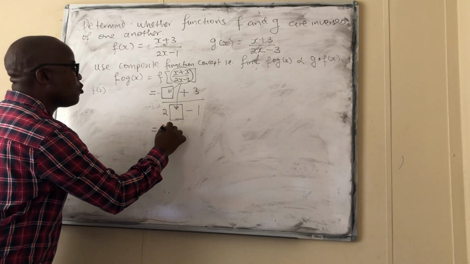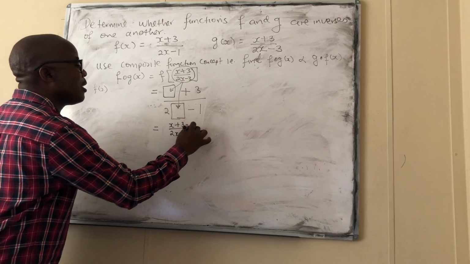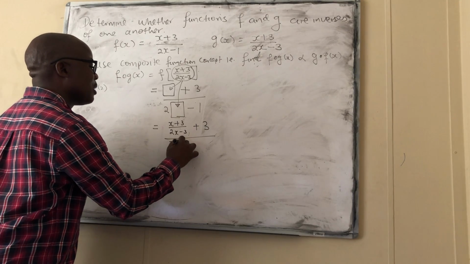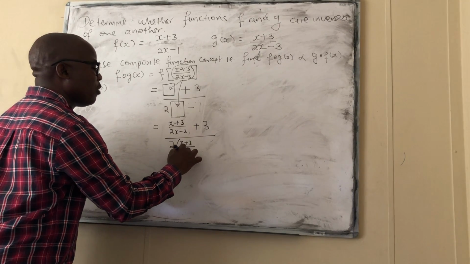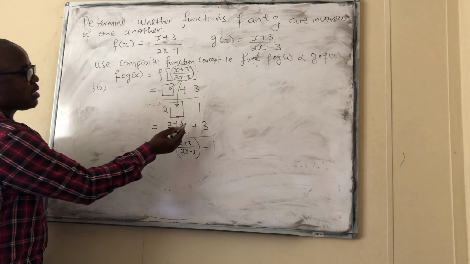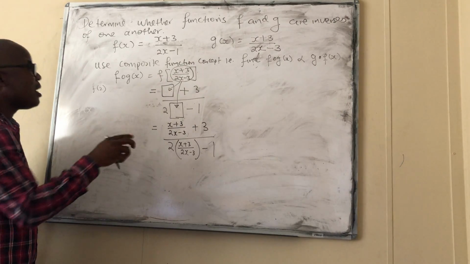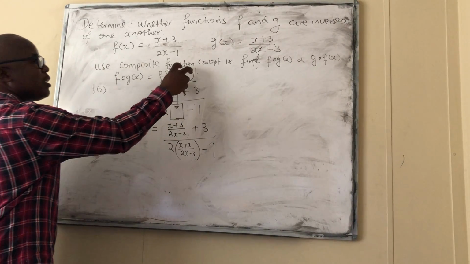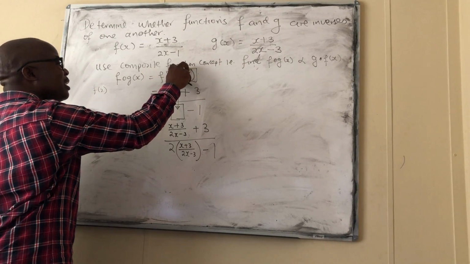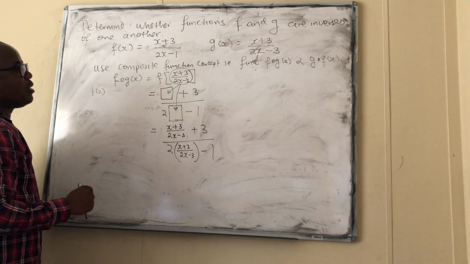So this one here, it will be x plus 3 all over 2x minus 3, plus 3, all over 2 times x plus 3 all over 2x minus 3, minus 1. So this is my x plus 3 in my f of x function. Remember, it's f of g of x. You take g of x, you substitute it here. My g of x is this. I replace where there is x, I put all of this.